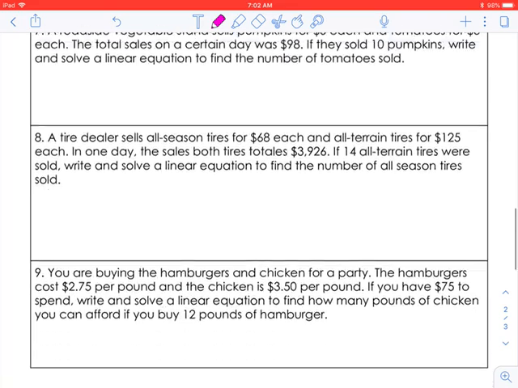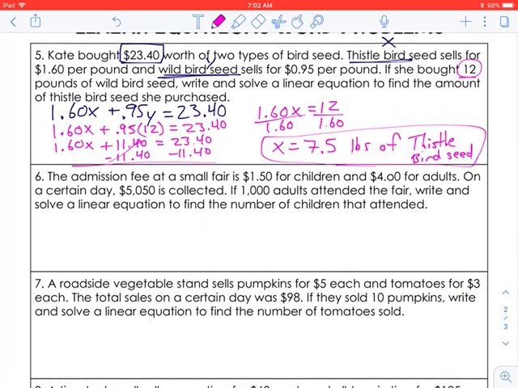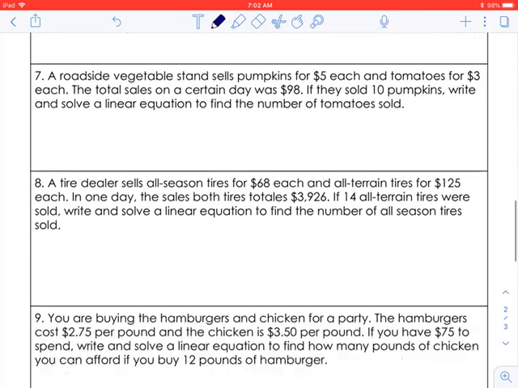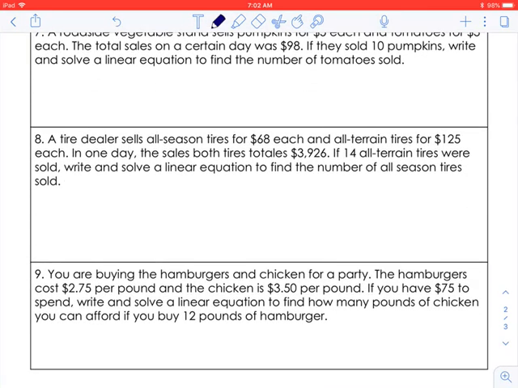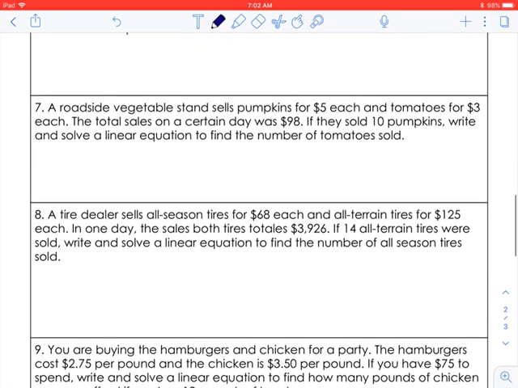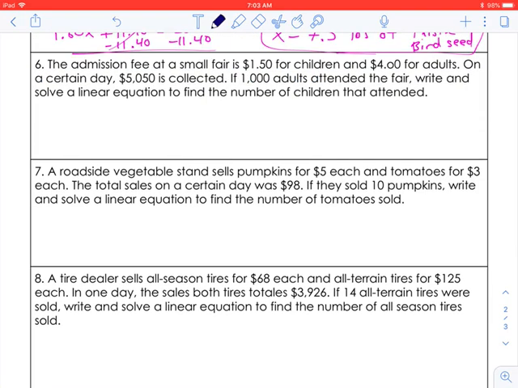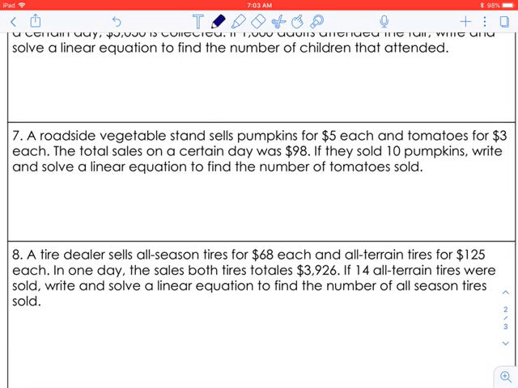Okay, so we're going to go ahead and do a couple more and then give you some to work on your own. Actually, we'll just do one more. Let's do a little fall theme. Number 7. A roadside vegetable stand sells pumpkins for $5 each and tomatoes for $3 each. So right away, I've got my two variables. So I'm going to put pumpkins as x, tomatoes as y.